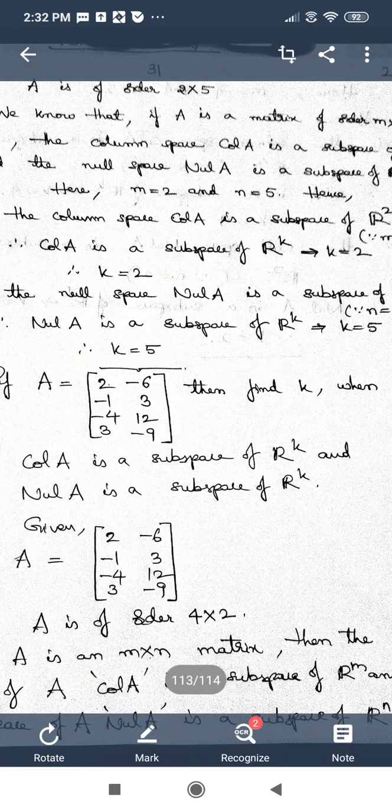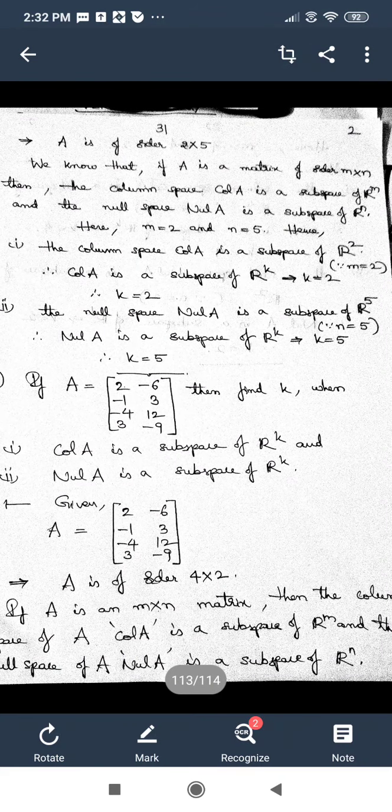The null space null A is a subspace of R5.